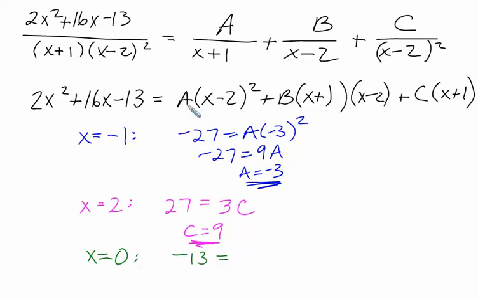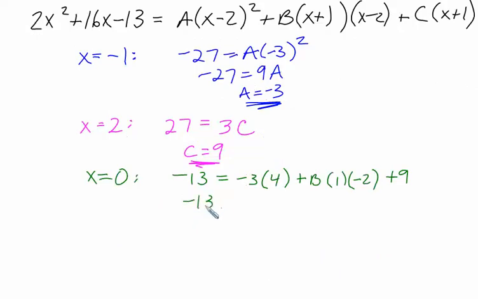On the right-hand side, don't forget we know what A is. A is -3. -2 squared would be 4. Plus B, oops, we don't know B yet, but we do know that we're plugging in 0, so this is going to be a 1 times a -2. And when we plug in 0 over here, we just get C, and we already know that C is 9.